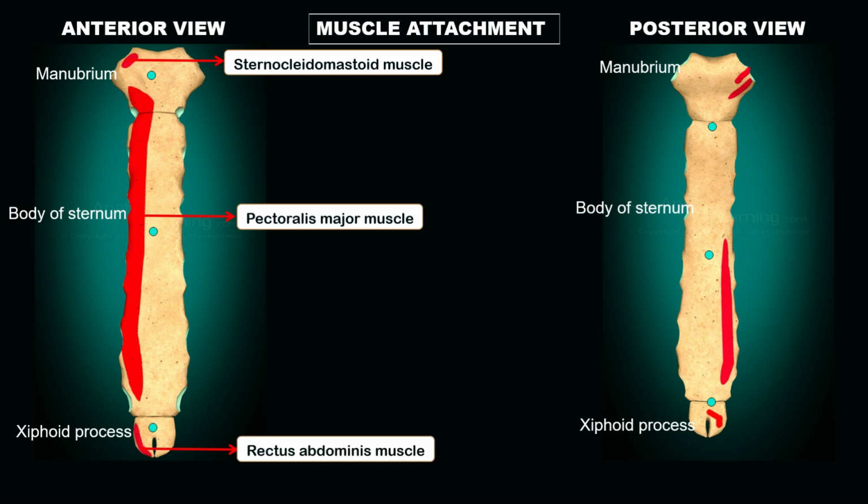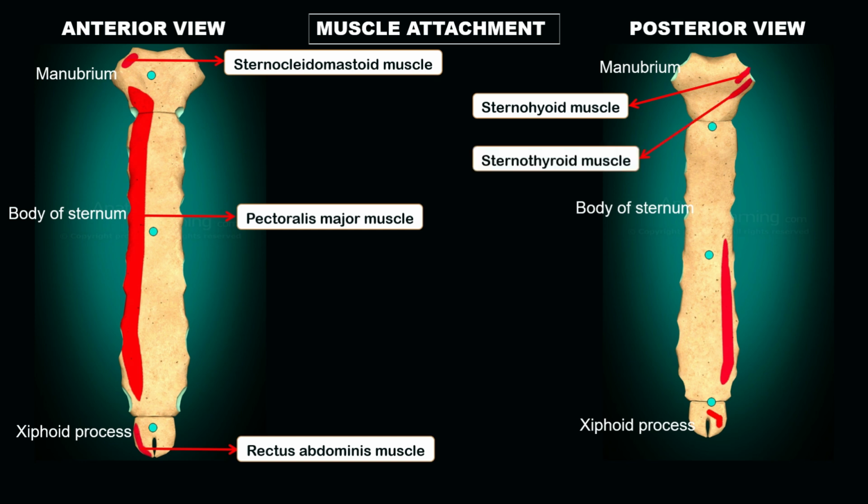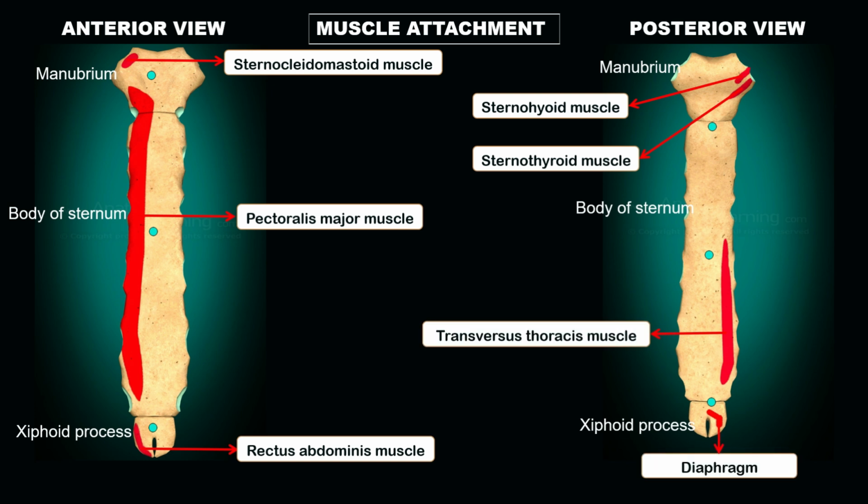Posteriorly, the manubrium also presents origin of two muscles, which are all muscles of the neck. One, the sternohyoid muscle, and the other, the sternothyroid muscle. The body of the sternum gives origin to transversus thoracis, and the xiphoid process provides origin to the diaphragm posteriorly.